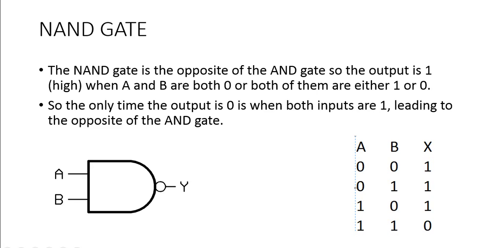But since this is the NAND gate, and it is the opposite, all of these results will be the opposite of the AND gate. So the only time in the NAND gate that the value is false is when both of the input values are true. I think this is the last one? Yeah, that's the last one.